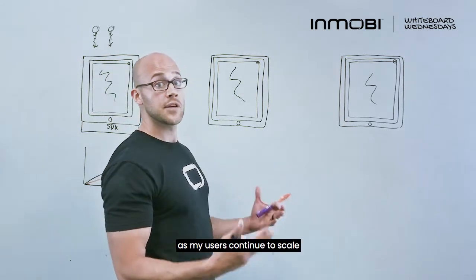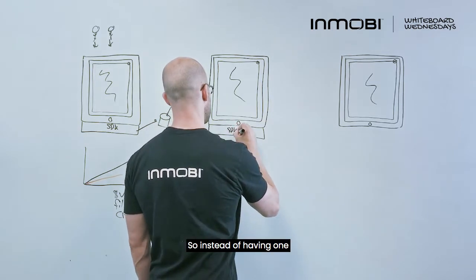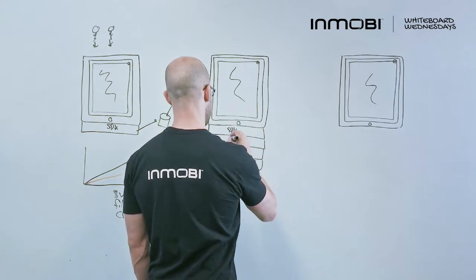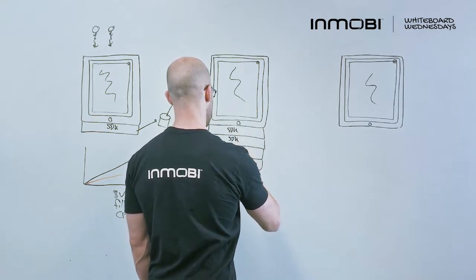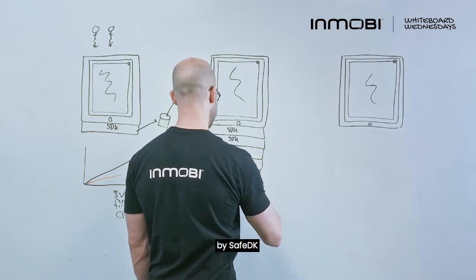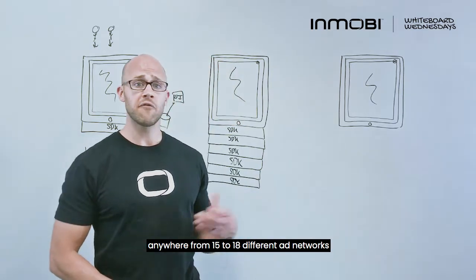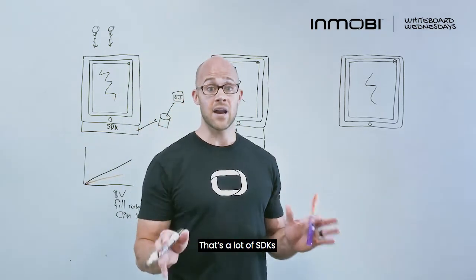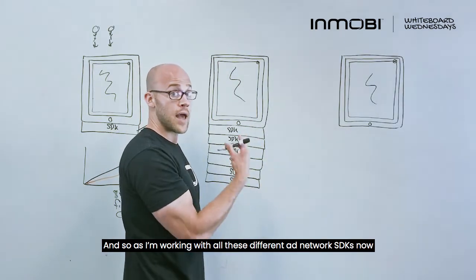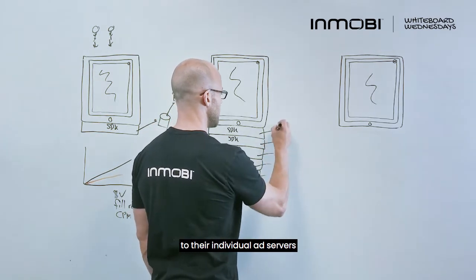So as my users continue to scale, then I may start working with multiple ad networks. So instead of having one, maybe I integrate 5 more. A recent study by SafeDK suggested that a typical app developer will work with anywhere from 15 to 18 different ad networks. That's a lot of SDKs to be managing within the app. And so as I'm working with all these different ad network SDKs now, they're all making calls out to their individual ad servers.